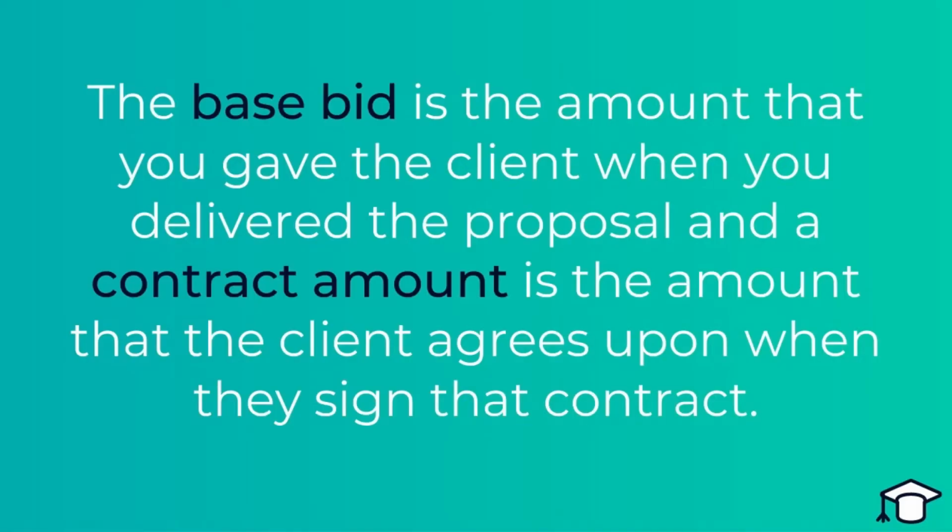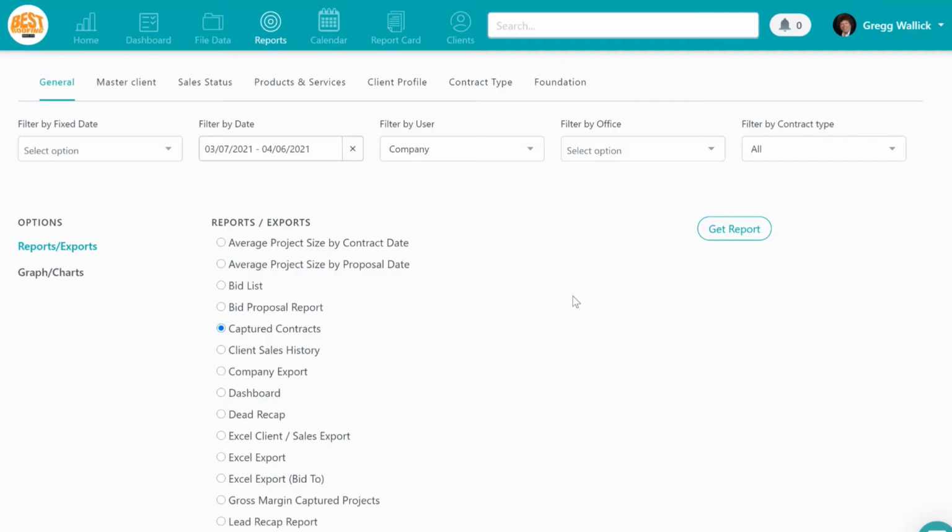So the base bid is the amount that you gave the client when you delivered the proposal, and a contract amount is the amount that the client agrees upon when they sign that contract. So we need to add that second value to your project file, and then that value is going to show up on this Captured Contract report, and then it's going to reflect in your closing ratio on your home page. The Captured Contract report is used at the end of the month or week to see how well your team is doing against their goals, and whether or not they're winning their bids.